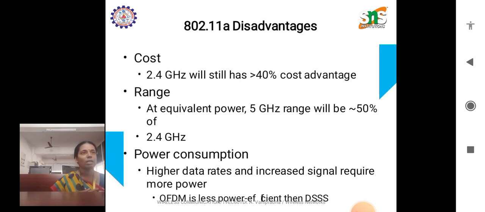Power consumption: increased signal requires more power. If the signal quality is better or the data rate is higher, then it consumes more power. Whereas OFDM is less power efficient than direct sequence spectrum technique.